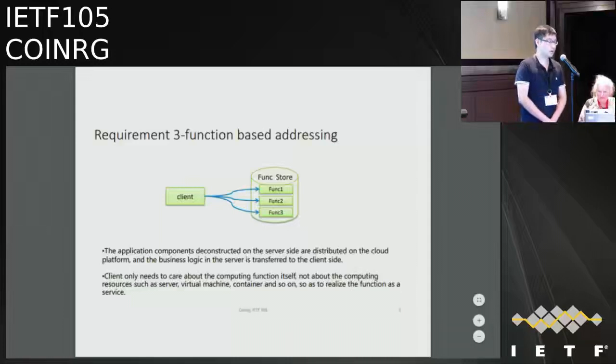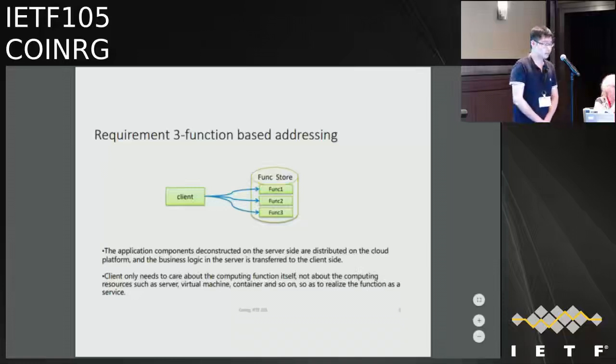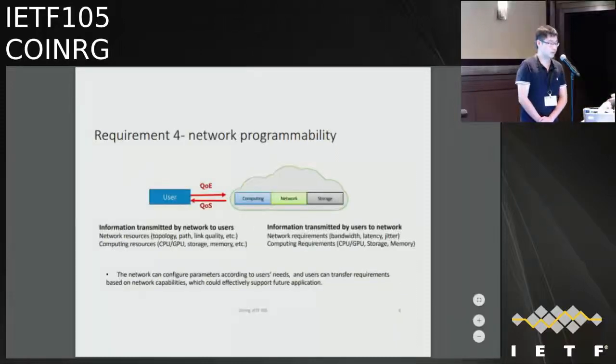The number three requirement is function-based addressing. Traditional IP-based addressing might bring some problems and can't guarantee, for example, latency. In the new function-based addressing, the application components on the server side are distributed on the cloud platform, and the business logic in the server is transferred to the client side. The client only needs to care about the computing function itself, so as to realize function as a service.